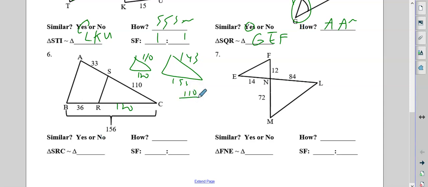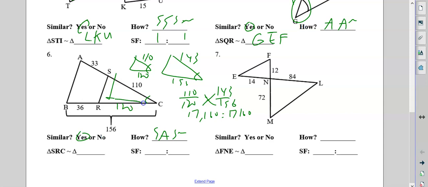110, and notice there you have the same angle, so we have a possible SAS. So 110 over 120 equal to 143 over 156. Now if we multiply those two, we get 17,160 equal to 17,160, which means yes, the sides are proportional, and so that means we have SAS proportion similarity. Now being careful, SRC means we're starting here, going down here in this way, so that means we're going to start here, go down here and go this way, so that's ABC.